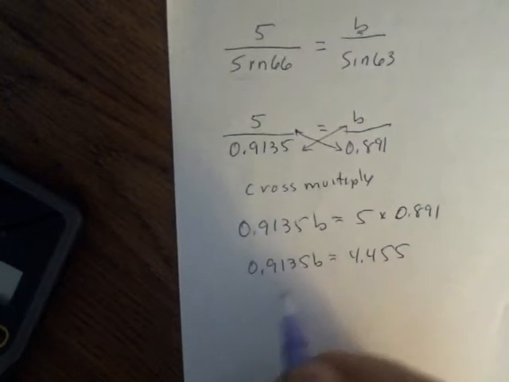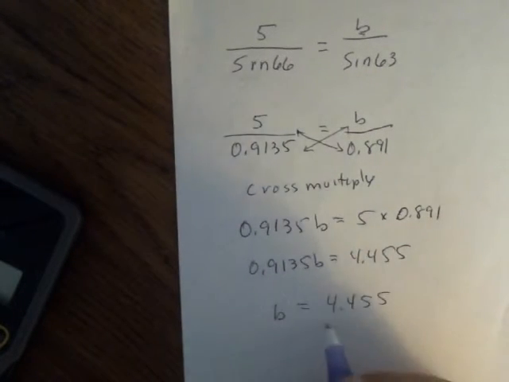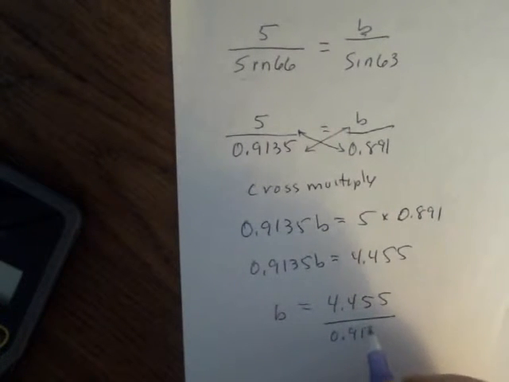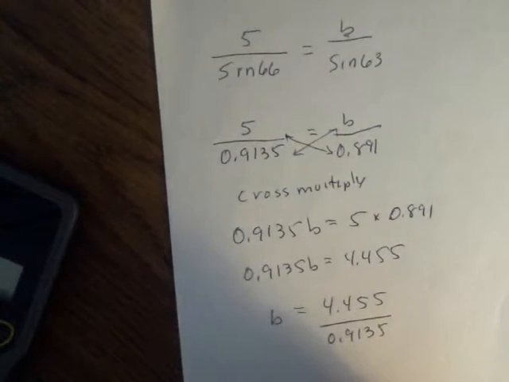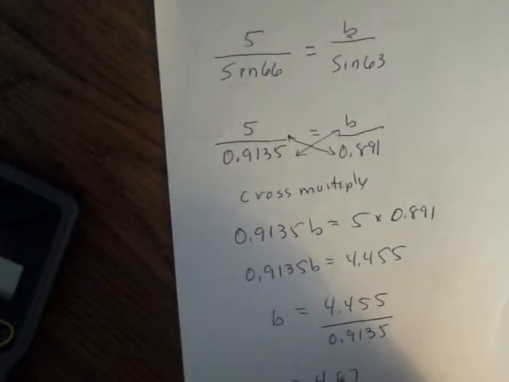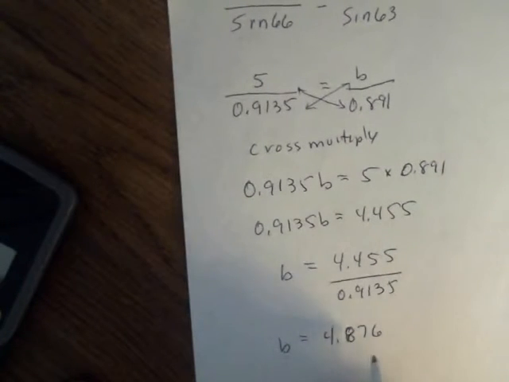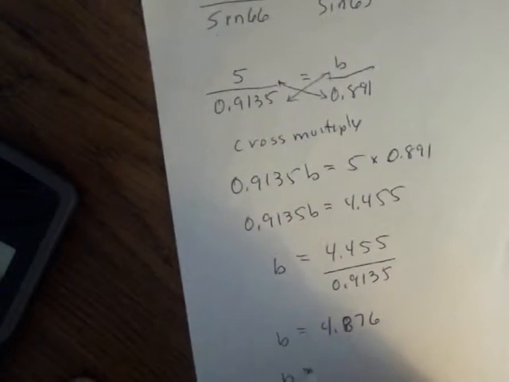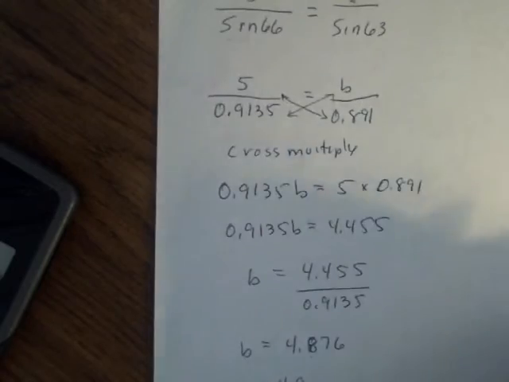Solve for B. So divide both sides by 0.9135. So B is 4.455 divided by 0.9135, and B equals 4.876. Now, depending on what you're asked to round to, if you're asked to round to the tenths place, it's 4.9. If you're asked to round to the hundredths place, it's 4.88. So that's your answer for B.